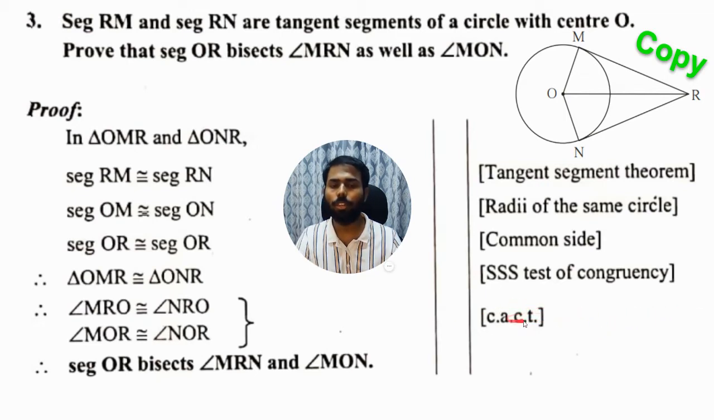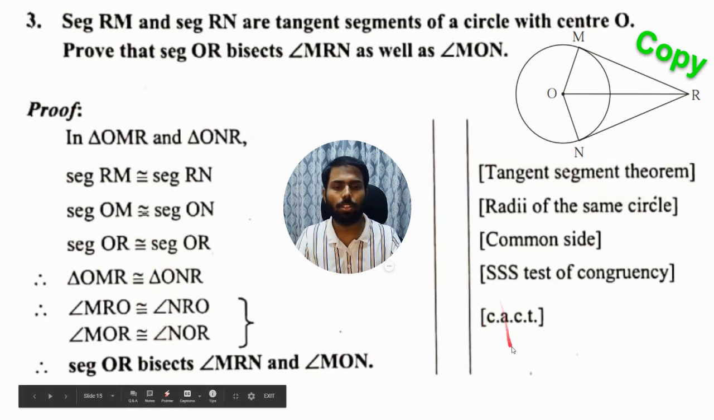Okay, don't try to write the short form. We don't want to take any risk in the board exam. We will try our best to make a very good impression on the examiner. So try to write this in full form: corresponding angles of congruent triangles.